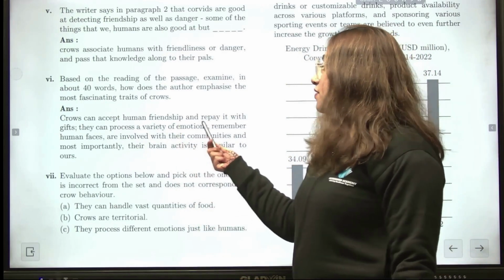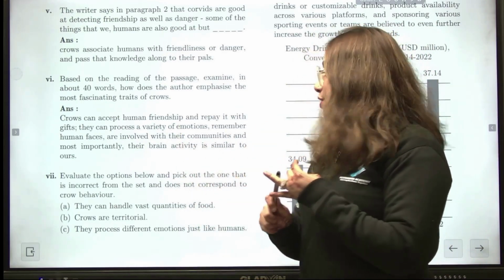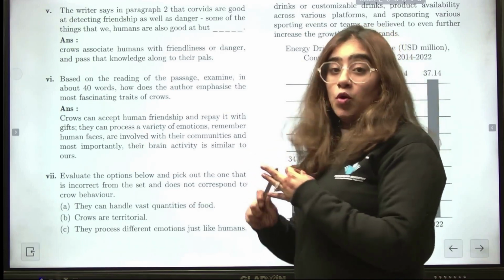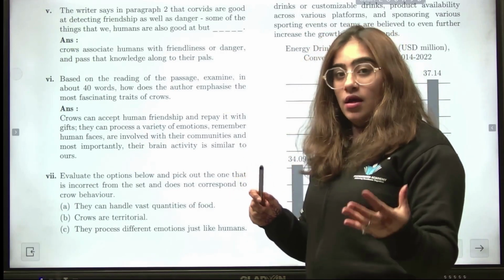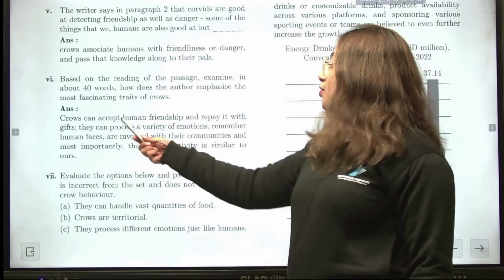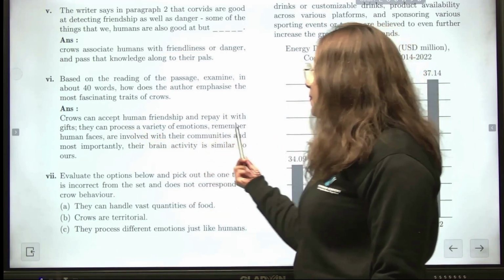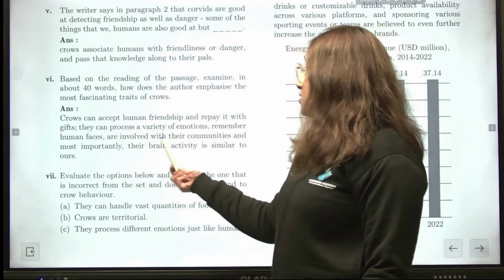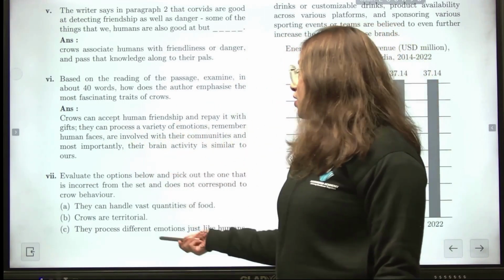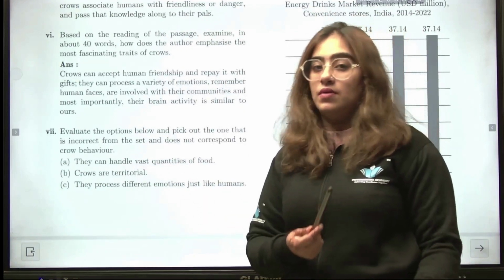दे कैन प्रोसेस वैरायटी ऑफ इमोशंस. ह्यूमन फेस को याद रखते हैं, अपनी नेबरहुड में इन्वॉल्व हो जाते हैं, उन पे ध्यान रखते हैं, एंड दे हैव सिमिलर ट्रेट टू us, right? तो वही सब लिखना है, that crows can accept human friendship and repay it with gifts. They can process a variety of emotions, and remember human faces, are involved with their communities, and most importantly, their brain activity is similar to ours.